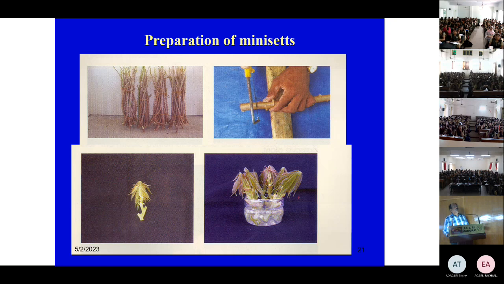So the preparation of mini sets. So almost we have to select the middle portion of the shoots, and from that we have to select only two nodal cuttings. That is enough for planting. And almost it will root, and the leaf formation is quick.